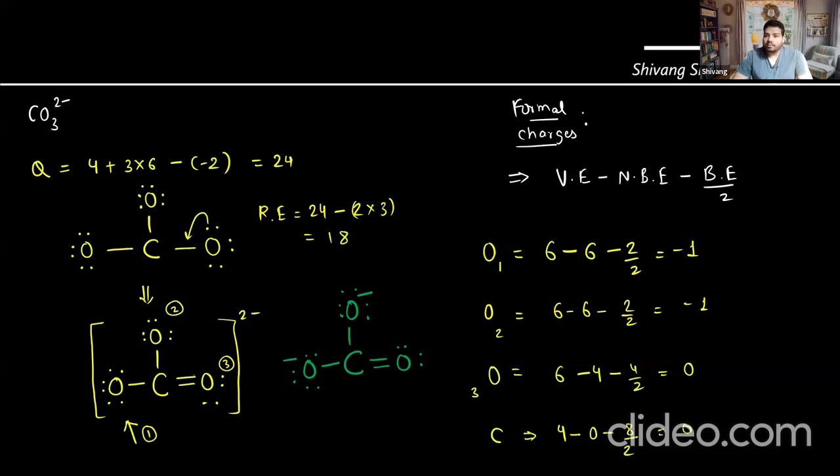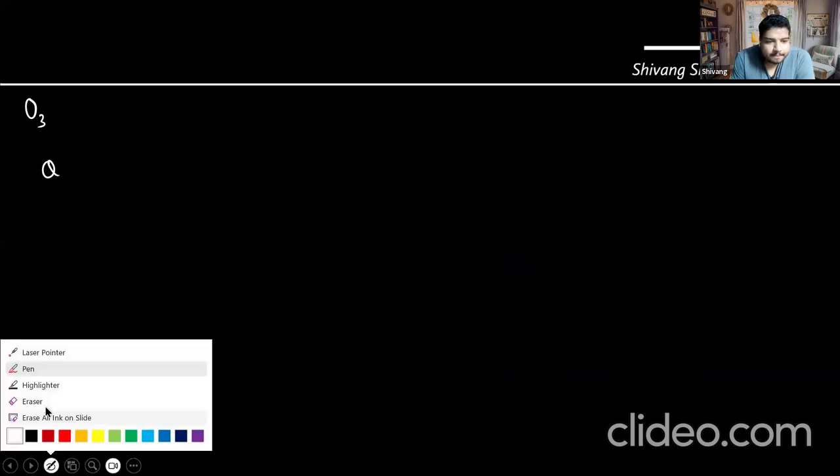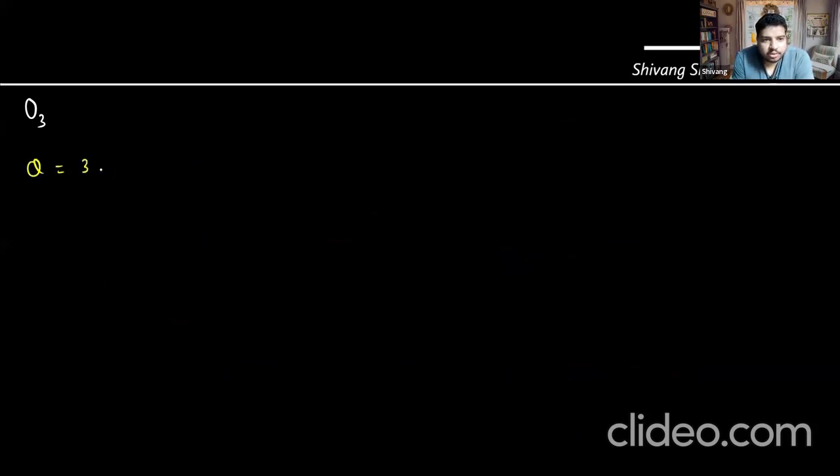We'll do one more quickly. That is going to be ozone. We'll do ozone, O3 molecule. How can we draw it? Let's have a look. So Q is going to be 3 times 6, which is 18. So we have to use 18 electrons, not more than that, not less than that.